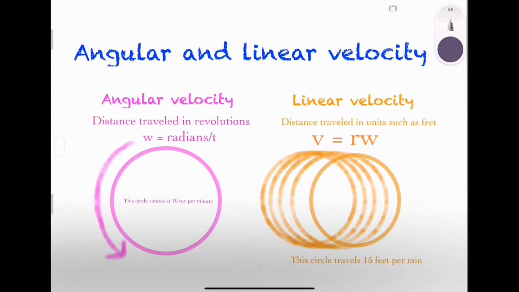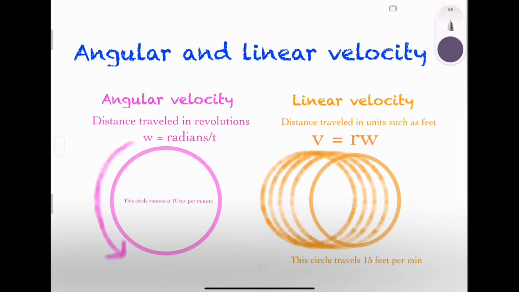Let's start with angular velocity. Like it sounds, angular velocity deals with angles, specifically angles in a circle. Angular velocity is measured in revolutions around a circle, and one revolution is also equal to 2 pi radians. So, the equation used for angular velocity is that w, which means angular velocity, is equal to the number of radians traveled over the amount of time t.